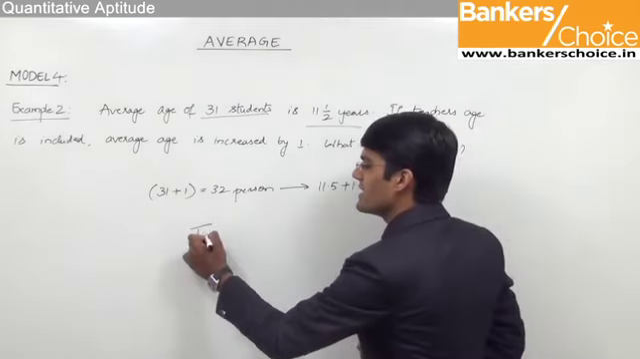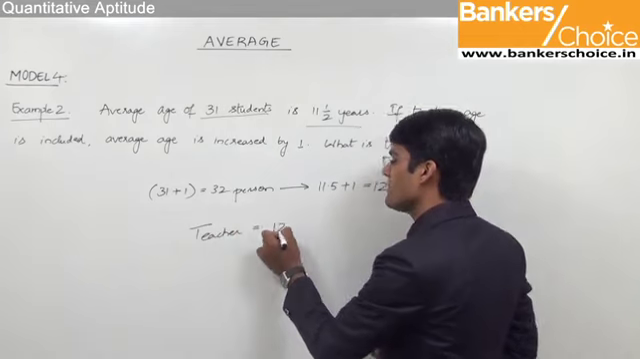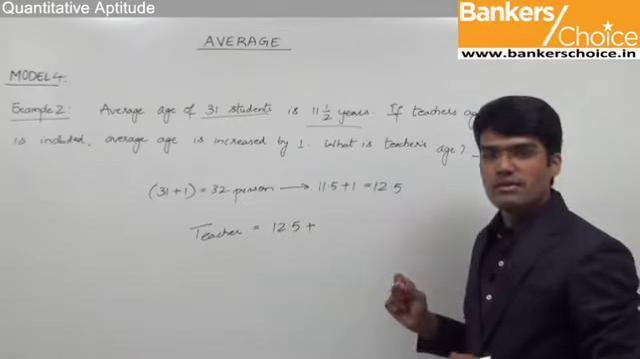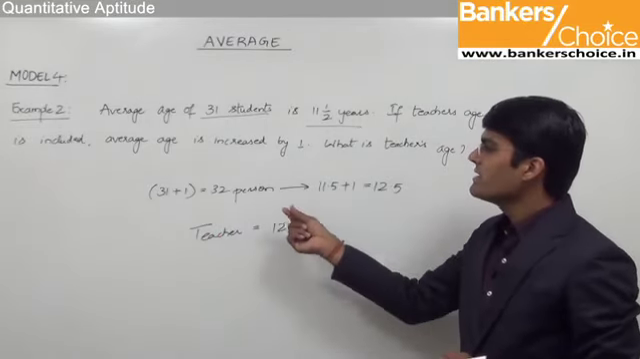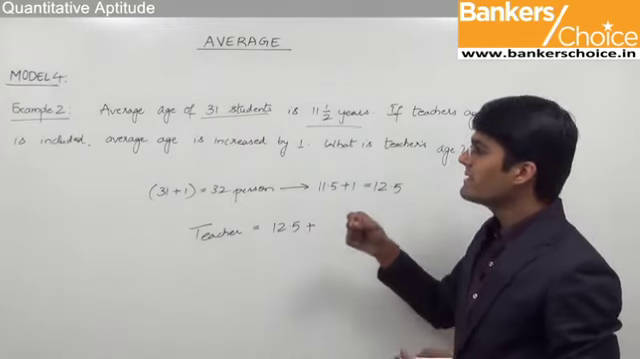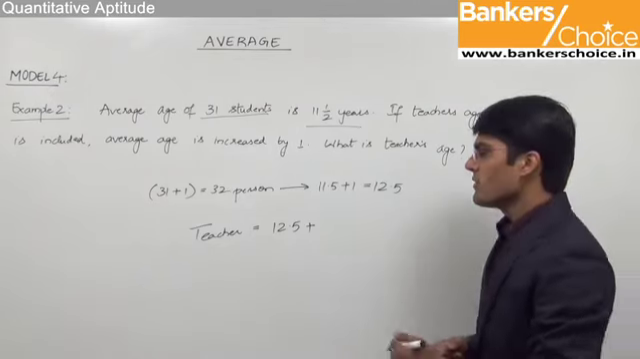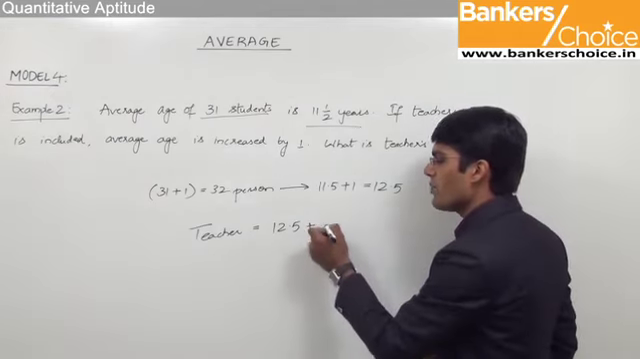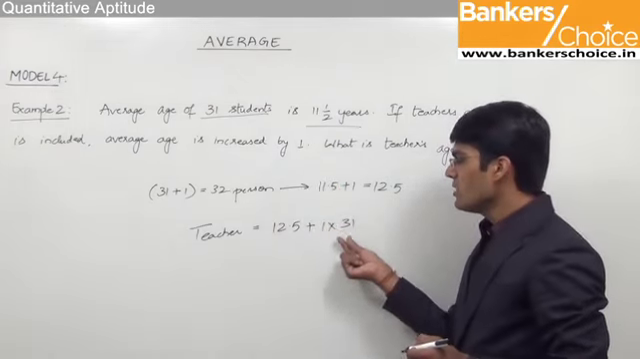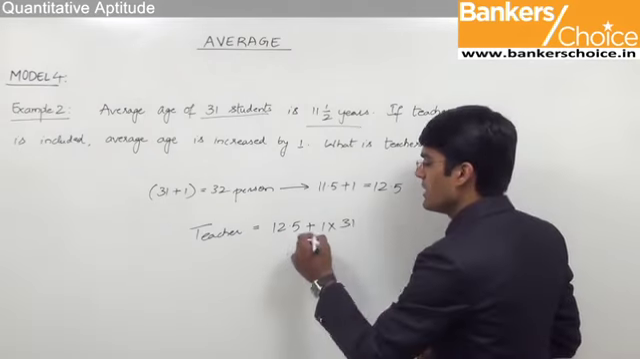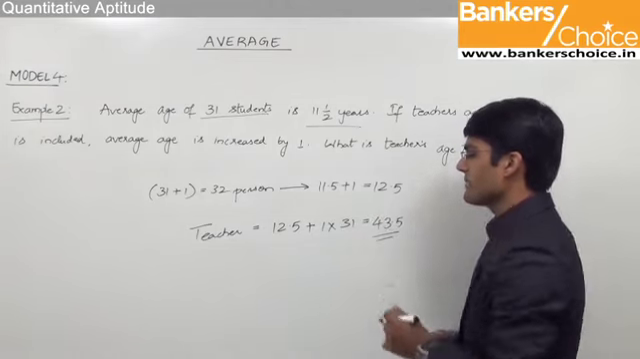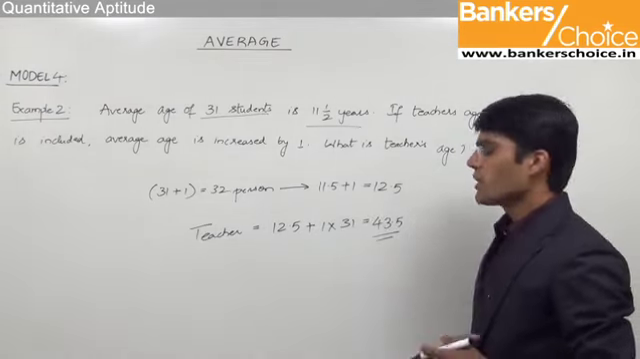So the teacher's age can be taken as 12.5, because she is one of the persons among these 32 persons, plus once she joins the group, she has given 1 year to each of the 31 students, and that is the reason their age has increased by 1 year. So we can say that the teacher's overall age should be 12.5 plus 1 into 31. That is nothing but the age given to each of the students. So this will be equal to 12.5 plus 31, which is 43.5. So the age of the teacher should be 43.5 years.